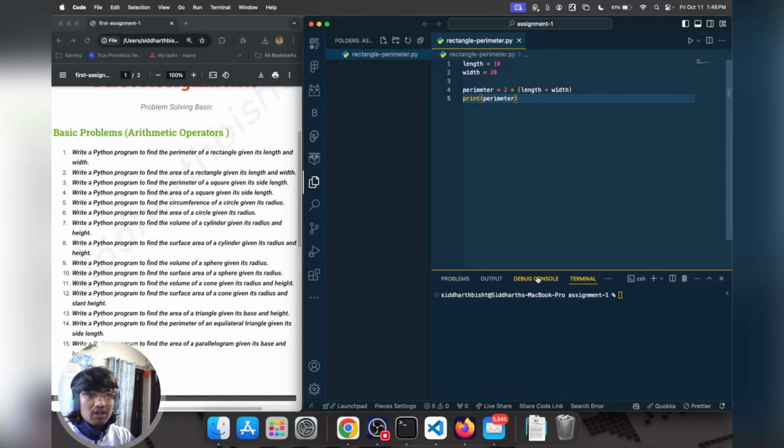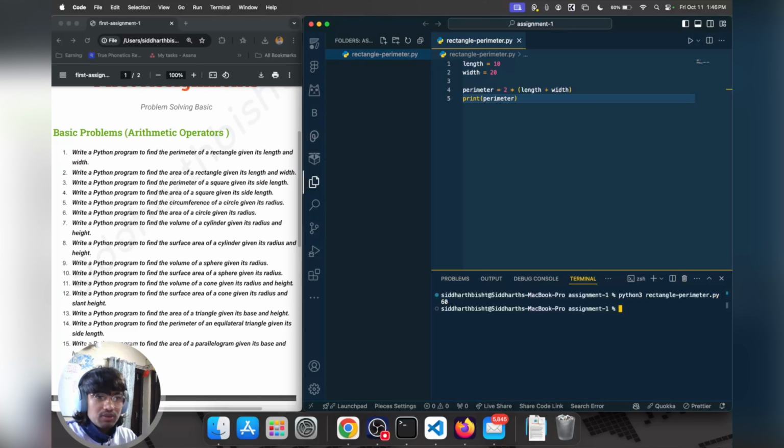So if I print parameter, let's run this. Python 3 rectangle parameter.py, and we have got its parameter. So first problem solved. Let's solve the second one. Write a Python program to find the area of a rectangle given its length and width. So it's quite easy. You can pause the video, try it yourself, and then review with the video.